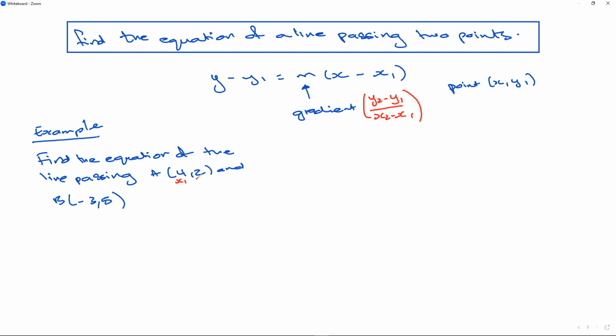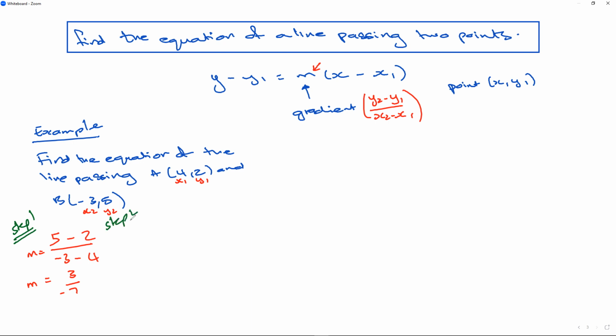We would make this one x1, y1, x2, y2, and let's get the m value that we need for our equation. So y2 is going to be 5 minus y1, which is 2, over x2, which is negative 3, minus 4, which is x1. And this comes to 3 over negative 7. So the gradient will equal negative 3 over 7. So now that I have that, I now need to substitute this into the formula.